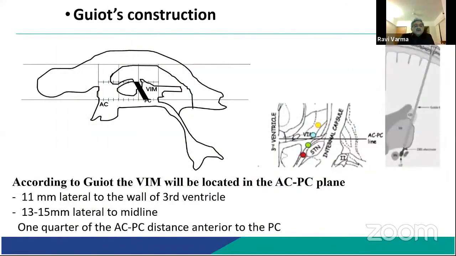How do we find out? According to the VIM, it is located on the same plane as the ACPC. You can see that there, the ACPC plane, 11 millimeters lateral to the third ventricle or 13 to 15 millimeters lateral to the midline. And the midline would be the MCP, the ACPC line. From there, you go 13 to 15 millimeters lateral, or from the third ventricle. The third ventricle wall is variable, so sometimes where you want to individualize, maybe the third ventricle wall is more precise.